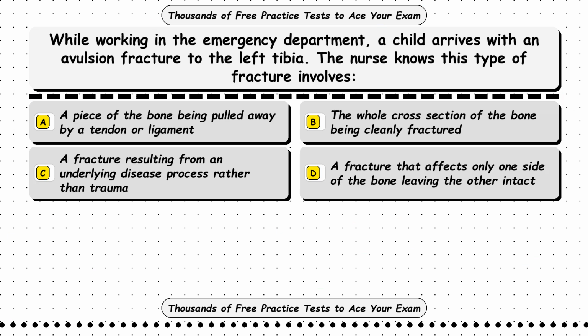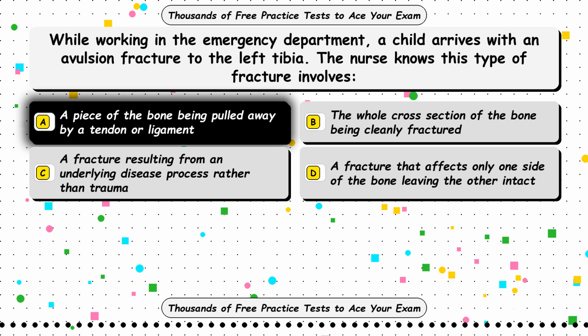Question 83. While working in the emergency department, a child arrives with an avulsion fracture to the left tibia. The nurse knows this type of fracture involves option A, a piece of the bone being pulled away by a tendon or ligament. Option B, the whole cross-section of the bone being cleanly fractured. Option C, a fracture resulting from an underlying disease process rather than trauma. Option D, a fracture that affects only one side of the bone, leaving the other intact.